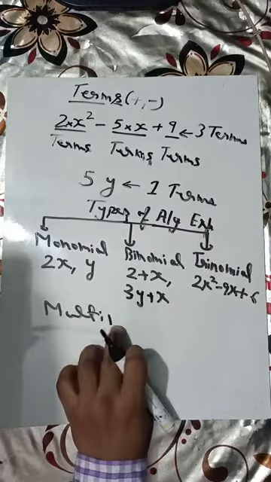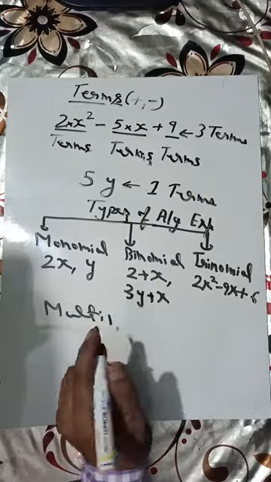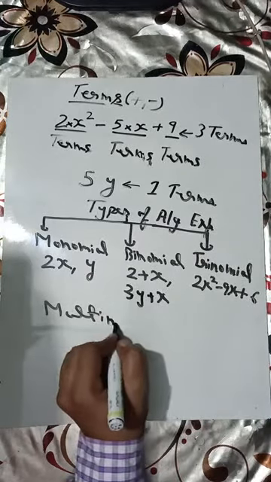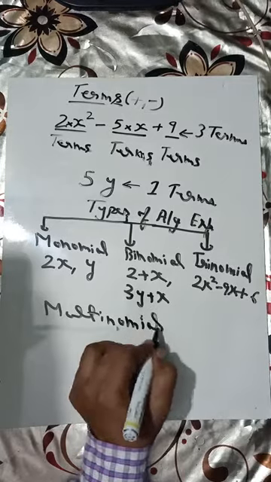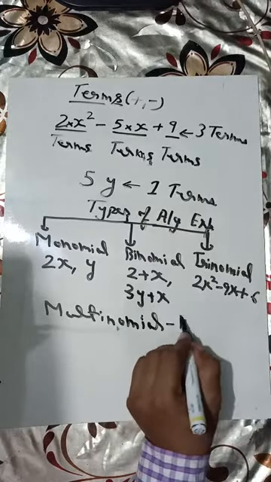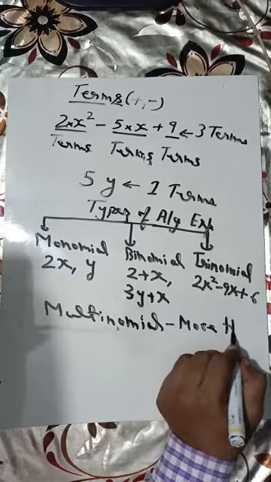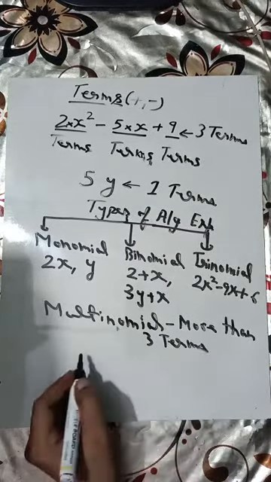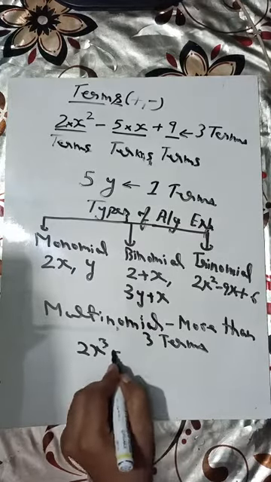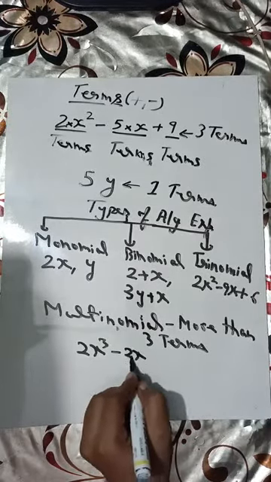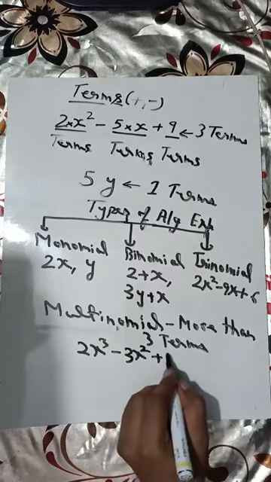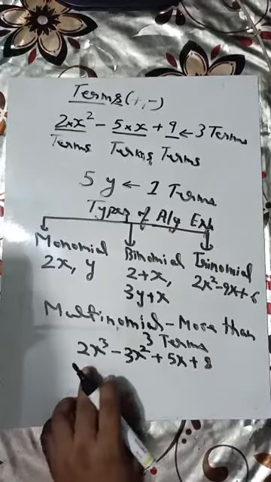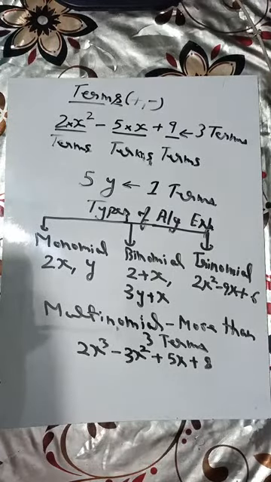If there are more than three terms, it is called multinomial. Some children get confused with polynomial, but it is not polynomial. Polynomial is a different thing. This is called multinomial. So multinomial means more than 3 terms. Like if you have 4 terms, for example, see, there are 4 terms, so this comes under multinomial.